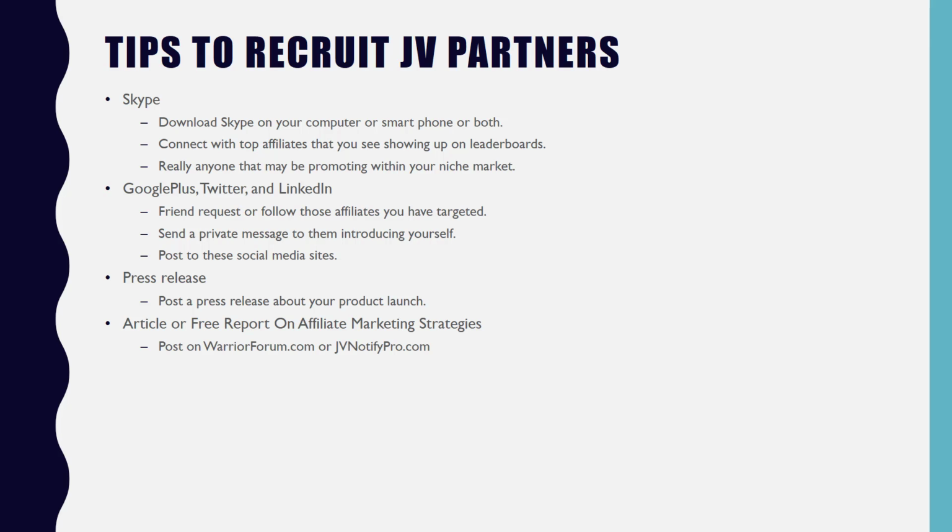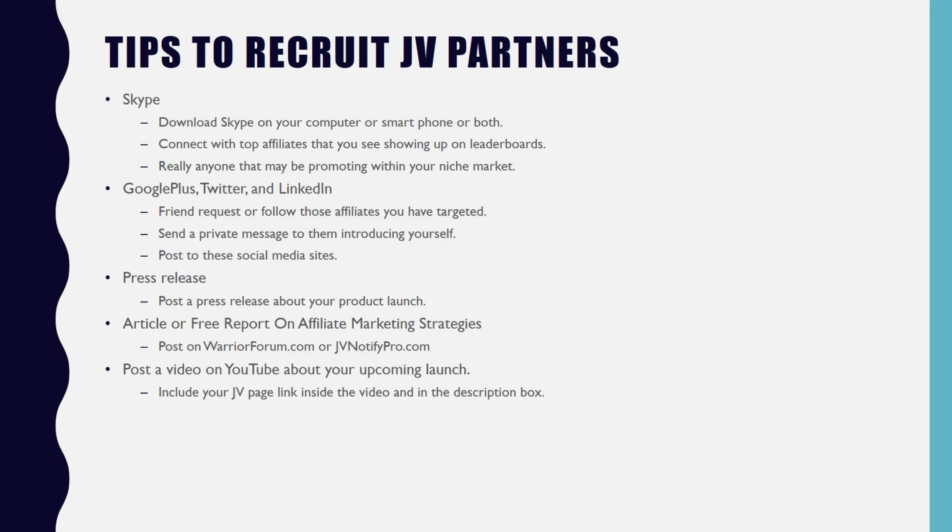You can also write an article or a free report on affiliate marketing strategies and then post that on the warriorforum.com or jvnotifypro.com. They have a section where you can actually submit content. And so if you want to stand out as an affiliate, write some specific strategies that'll help people become a more effective affiliate. You could also post a video on YouTube about your upcoming launch to draw further affiliates in.